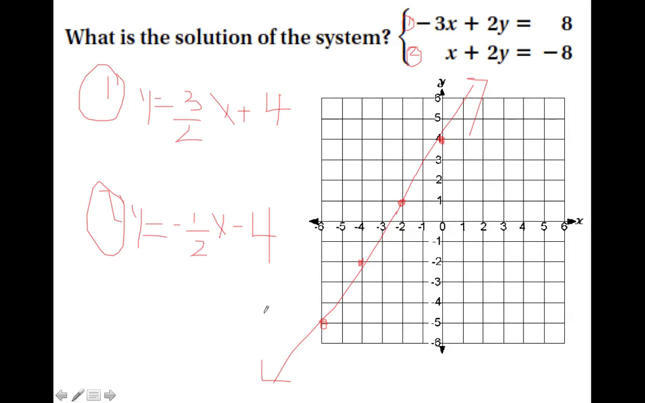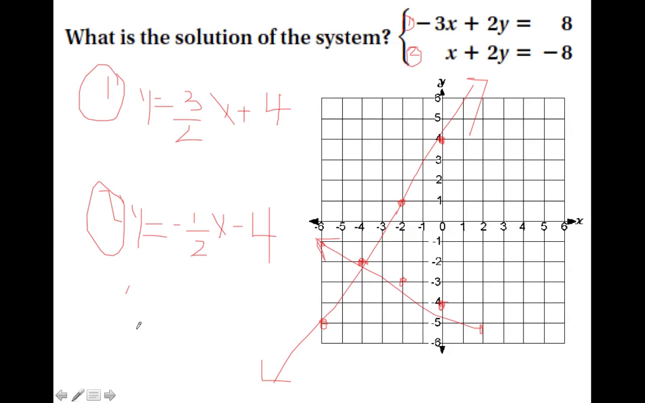Y equals negative 1/2 x minus 4. Again, your y-intercept is negative 4, so we start our graph there. We have a negative slope, so we can go down 1 to the right 2, or up 1 to the left 2, and up 1 to the left 2 again. Now, notice how our points intersect at one point. That will be the solution of our system.